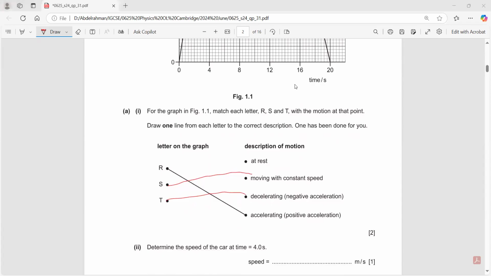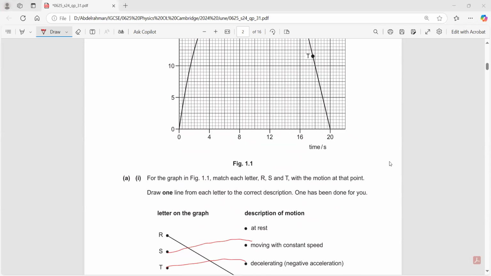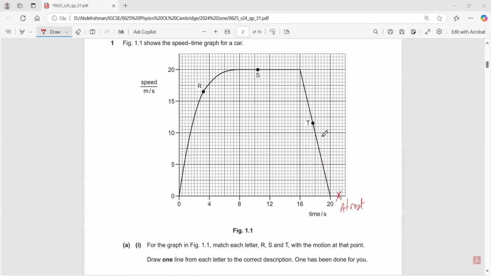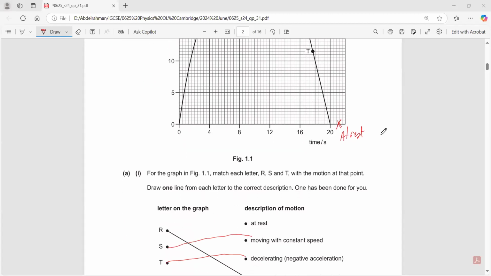When would it be at rest? That's a good question. If it was at rest, it would have been at this point, for example. This is at rest. So the value of the y-axis should be zero. The y-axis is the speed. Whenever the y-axis reaches zero, it is at rest.